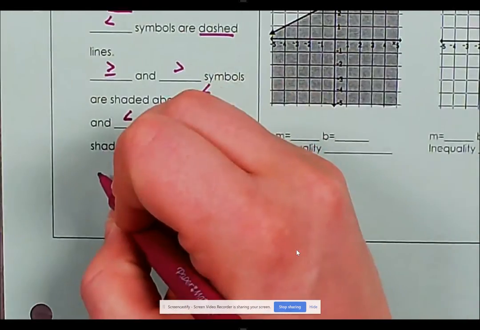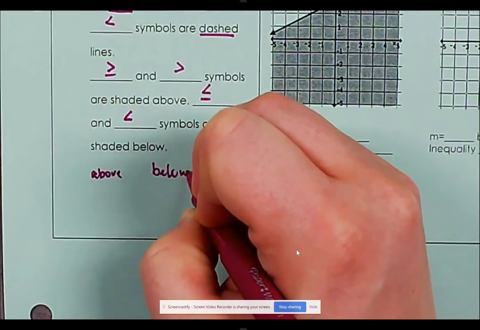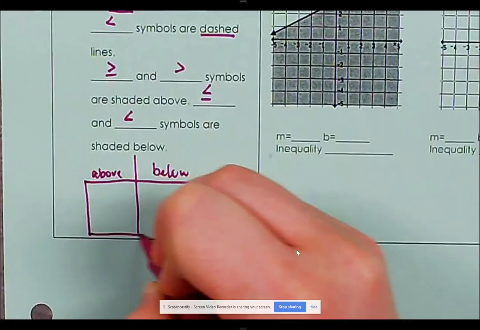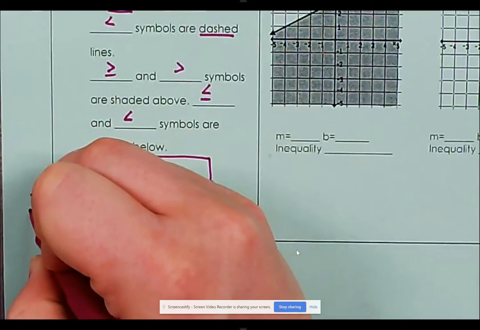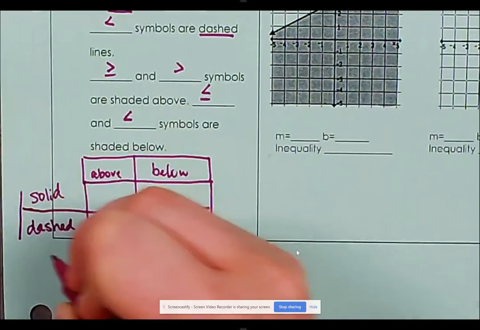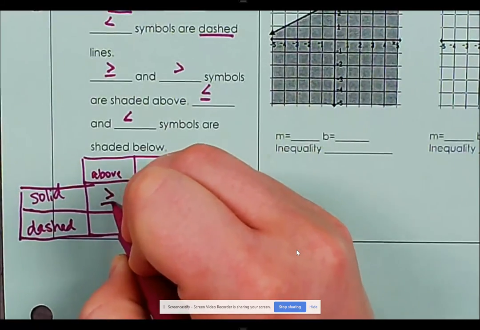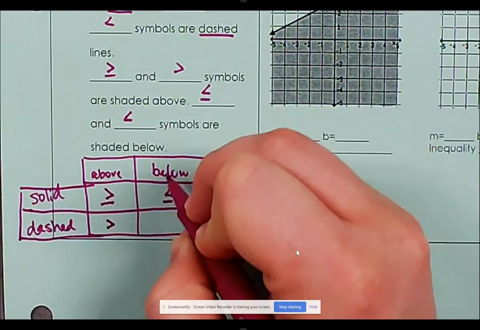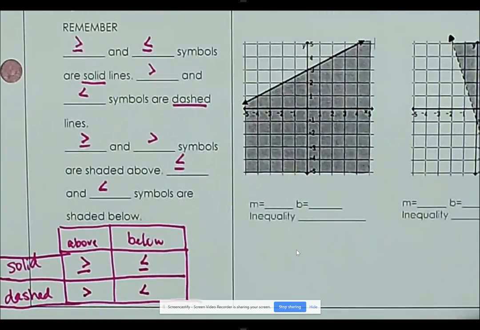So I made my students in class this little kind of organizer. I think that it kind of helped them. So if you look above and below, those are the two types of ways that it can be shaded. And then we also have solid and dashed. Sometimes you see it say dotted, but that's the same as dashed. Okay, so solid above is greater than or equal to. Solid below, less than or equal to. Dashed above, greater than. Dashed below, less than. So maybe this will help you understand a little better if you're still struggling.